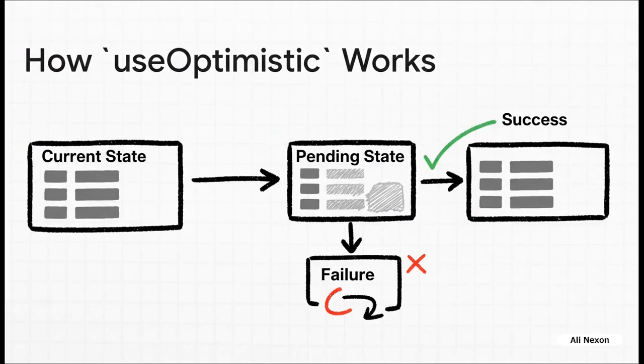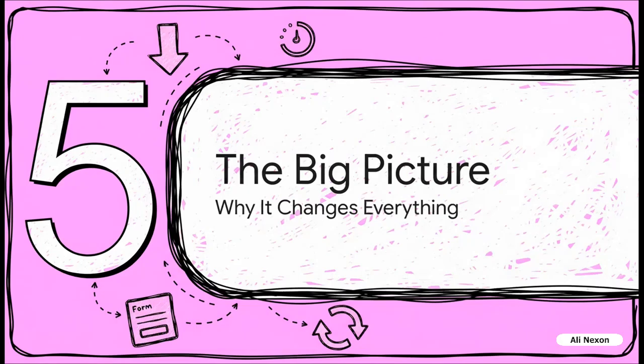So how does this useOptimistic hook actually work? It's actually beautiful in its simplicity. You basically give it two things. First, your current, actual state. Then you give it the optimistic state, what you want the UI to show while the submission is happening. While the action is pending, React shows that optimistic version. And here's the best part. If the action succeeds, that optimistic state just becomes the real state. If it fails, React automatically reverts everything back for you. No manual cleanup, no fuss. It just works.